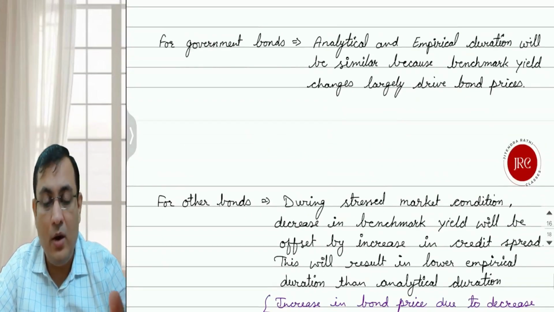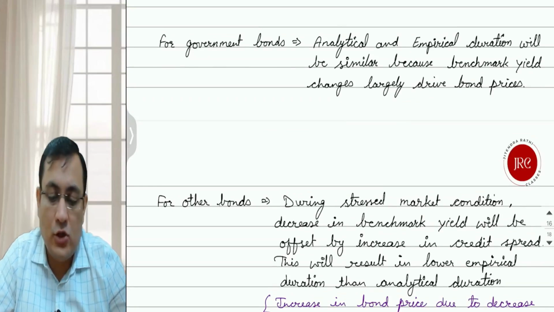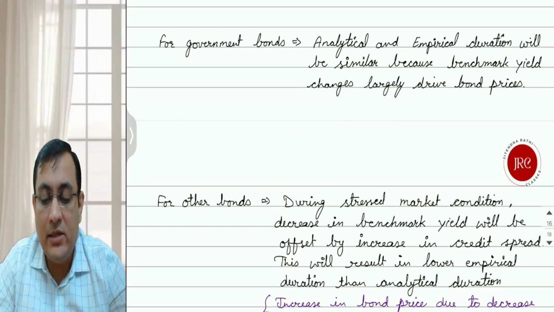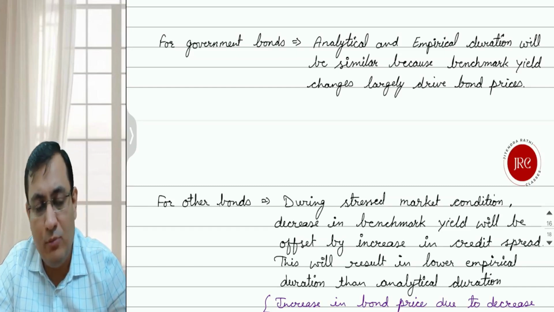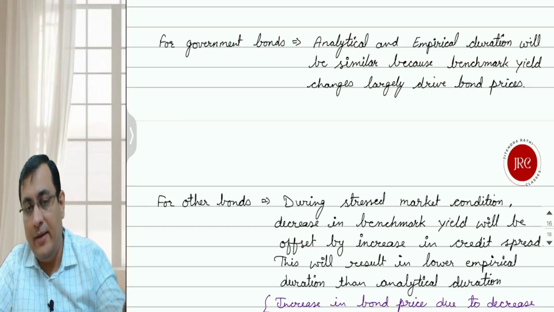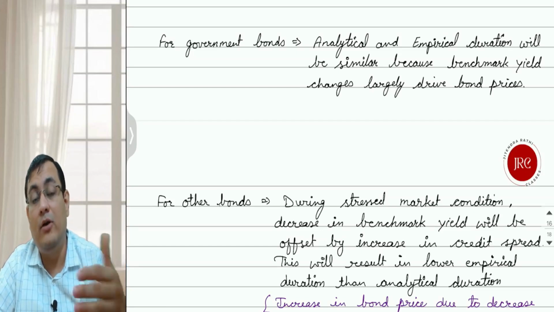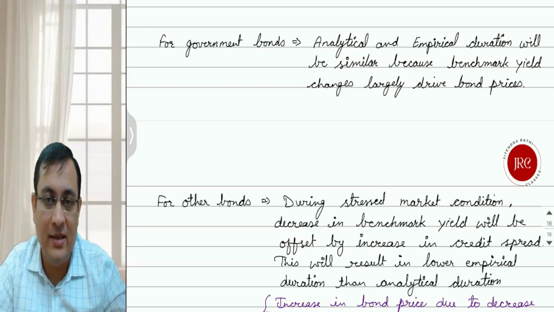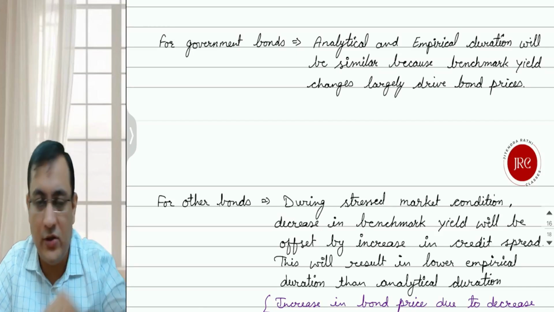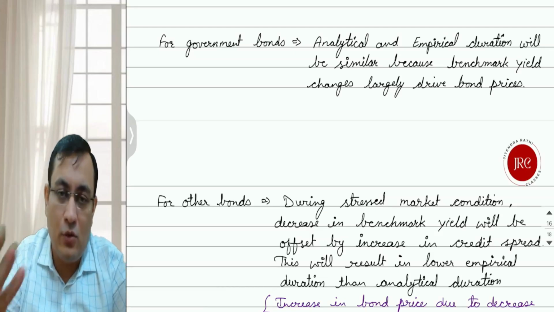For a government bond, analytical duration and empirical duration will be similar, because both use benchmark yield changes, largely driven by bond price. In this case there is no credit spread, because we are talking about on-the-run issues. There is no liquidity or credit risk in the case of a government bond, so there will be no additional spread. So there is no correlation issue.